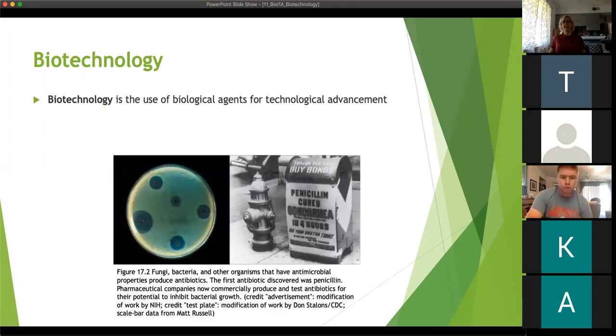Okay, so when I say biotechnology, what I mean is literally the use of some sort of biological agent, whether or not it's a biological organism, a gene, a protein, something that came from or is a living organism for technological advancement. So here, what I'm showing you is the production of antibiotics. This is considered a biotechnology application.